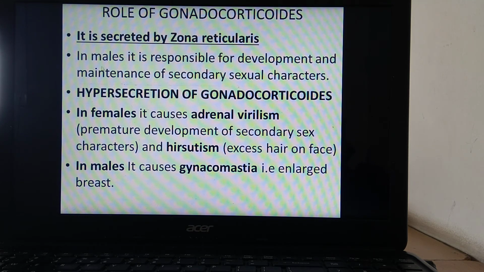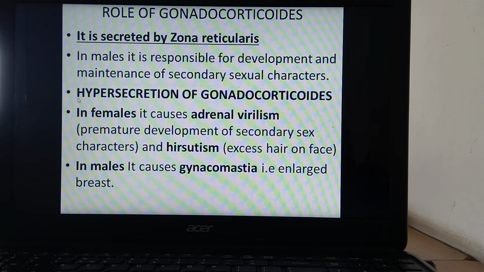Its function in male: it is responsible for development and maintenance of secondary sexual characters. In case of males, it is responsible for development of secondary sexual characters like development of mustache, change in voice, reproductive organs will grow, development of hair in the pubic region. All these characters become the secondary sexual characters.